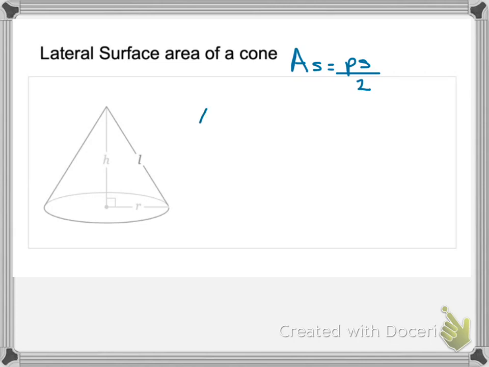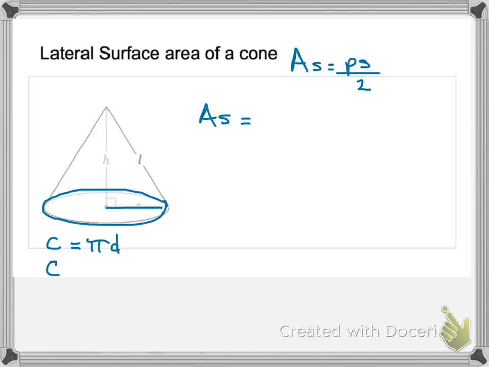Okay, A sub s. Now the perimeter of my base is a circle, and the perimeter of my base is called circumference, right? What's the formula for my circumference? Pi d. What if I don't know my diameter? What if I just know my radius? Well, circumference is 2 pi r, right? These are exactly the same. Remember that? They equal exactly the same thing.